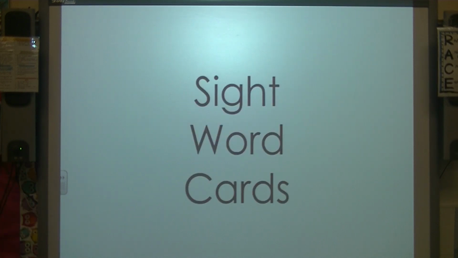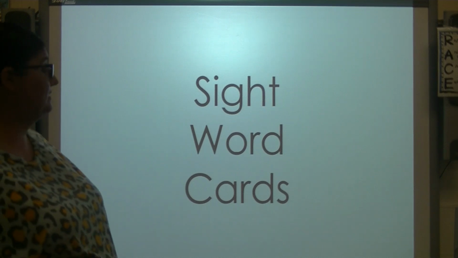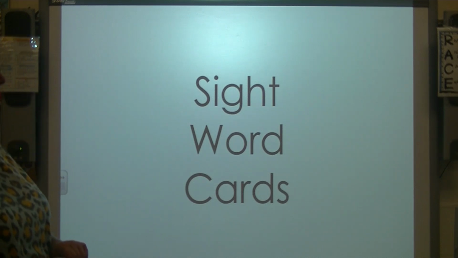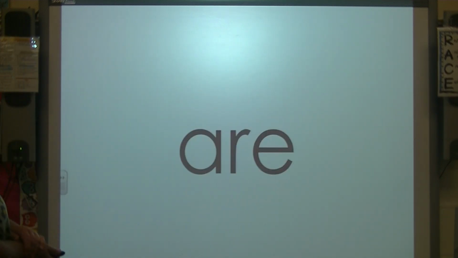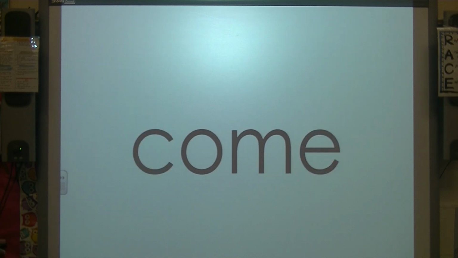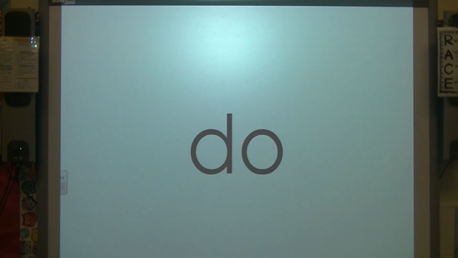All right, here are your new sight word cards. I'm going to use them in a sentence. And in the next few lessons, we'll be practicing how to read them, and some of them we're going to learn how to spell. First word is the word are. What word? Yes, are. We are smart boys and girls. Are. Next word is come. What word? Yes, come. We will come to class each day. Come. Next word is do. What word? Yes, do. I will do my work. Do.